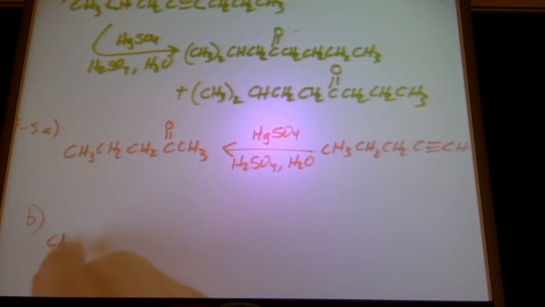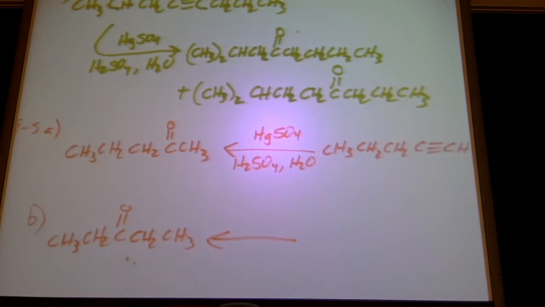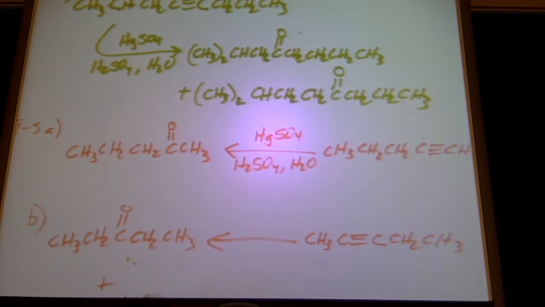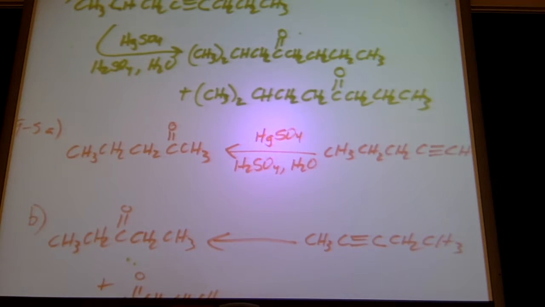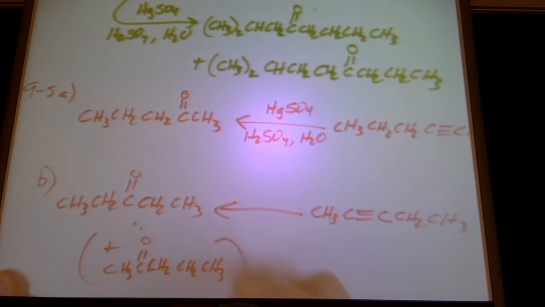Look at B. So I cannot make a terminal alkyne from this. I can only put it between one adjacent position. So I get 2-pentanone and 3-pentanone. So in this case, I'd also get that mixture.